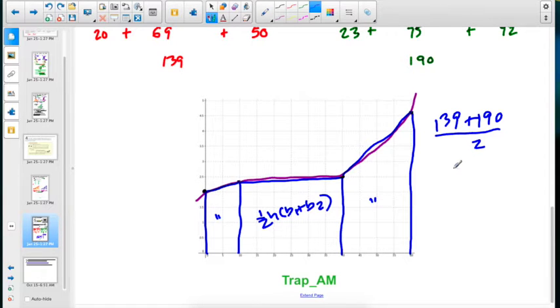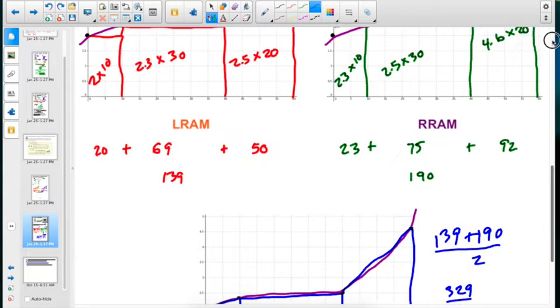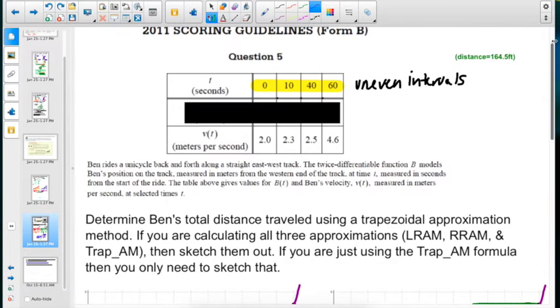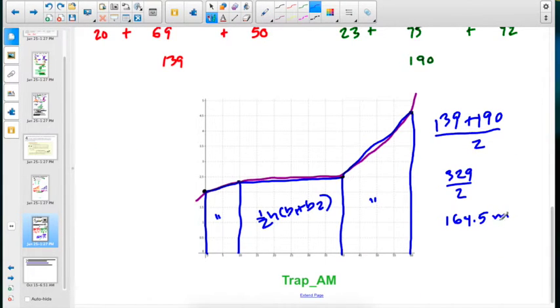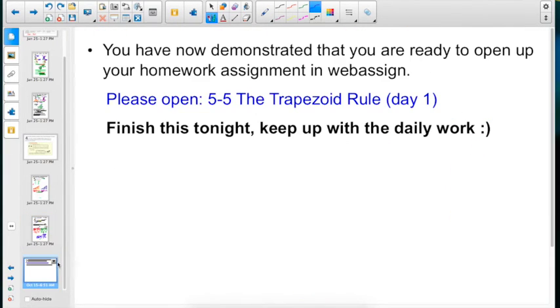So 139 plus 190 is 329. Divided by 2 is 164.5 is the distance traveled, and the appropriate units here would be in meters, it looks like. So that would be 164.5 meters. So at this point then, you should be able to start using your trapezoidal rule on the homework problems for section 5.5.